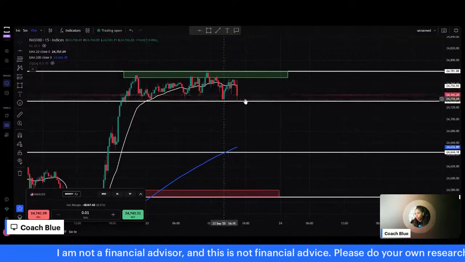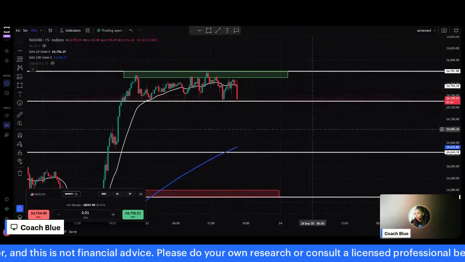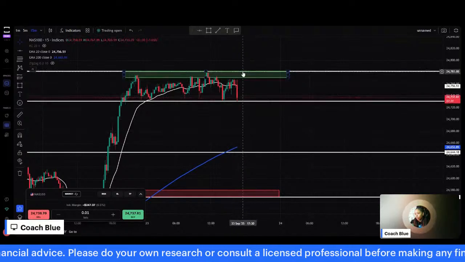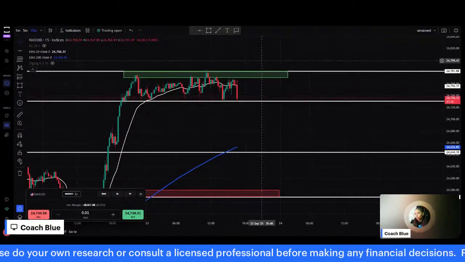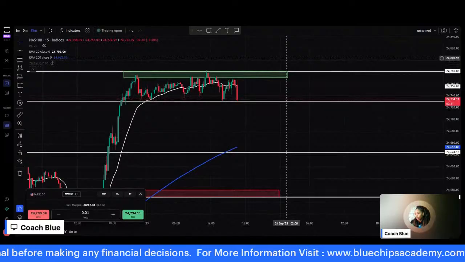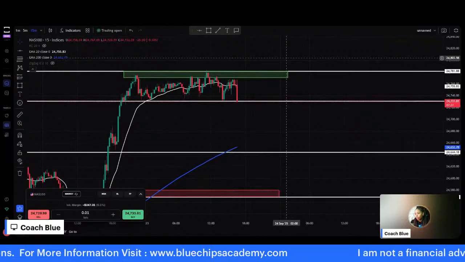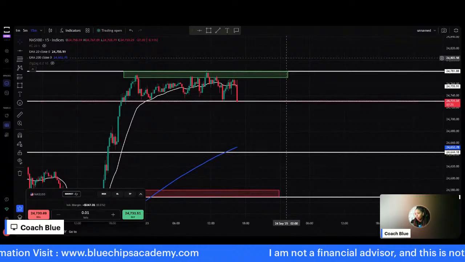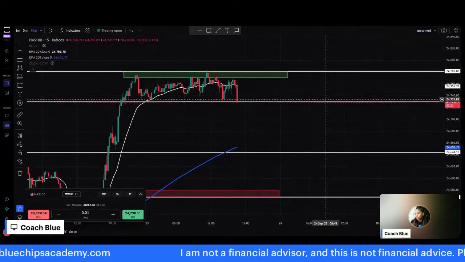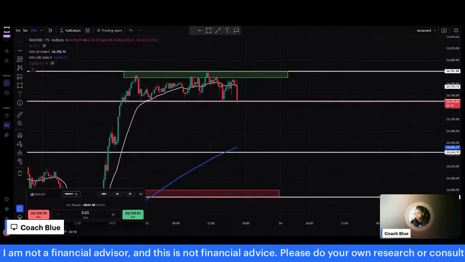Price is still trying to hold support here, though, so that's a good thing. If we get that BPC on this upside, though, we are definitely going to take that. Definitely going to take that. So we just gotta wait.